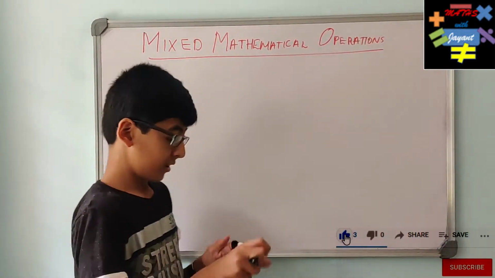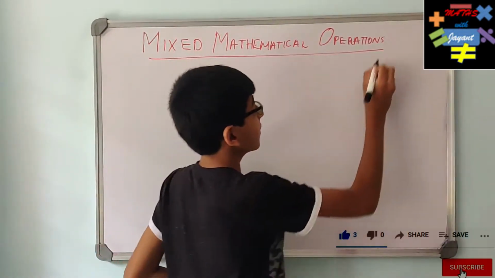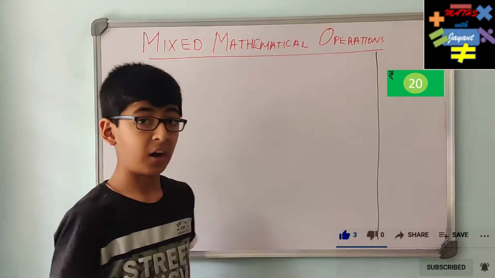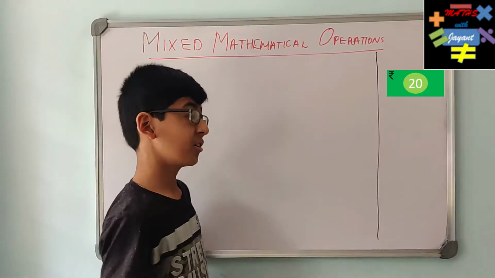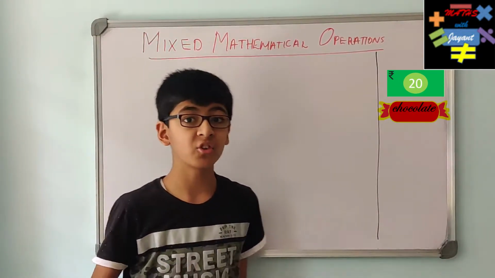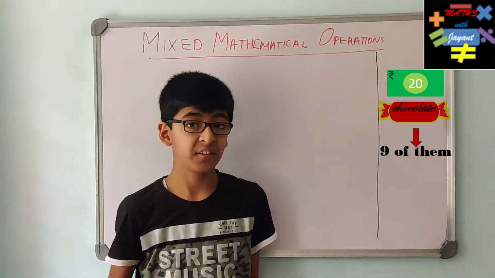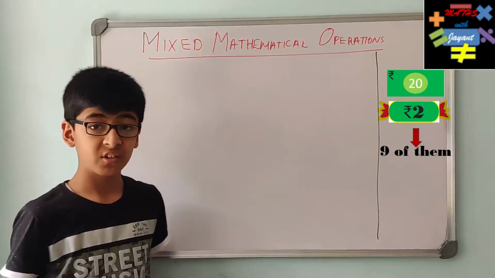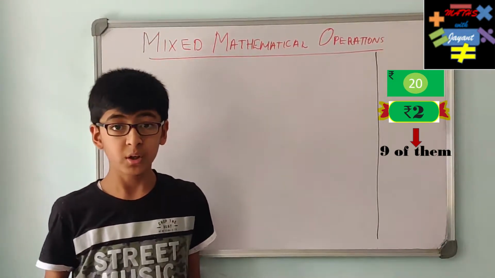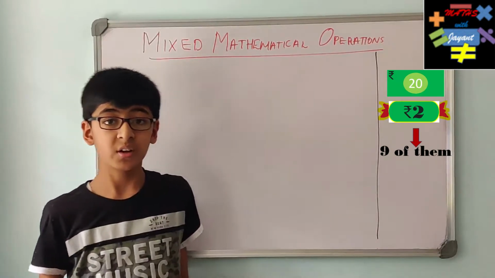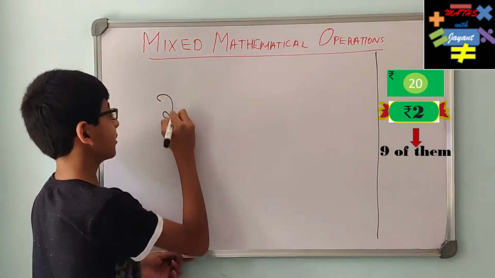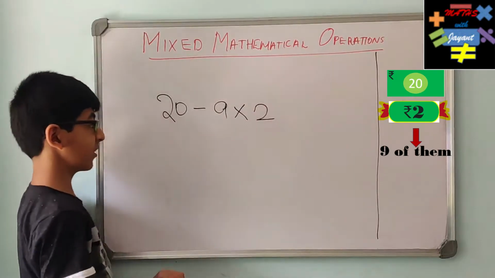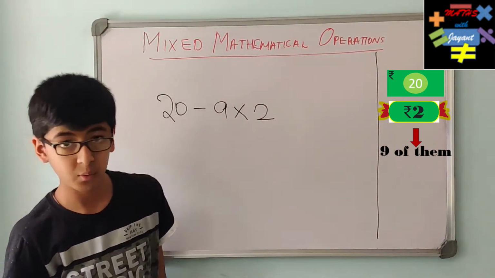Let us start. Suppose you have 20 rupees and you go to a shop. You buy chocolates. You buy 9 chocolates, and each of these chocolates costs 2 rupees. So you are asked, how much money will the shopkeeper return to you if you pay with the 20 rupee note? So this we can write as the 20 rupee note, and we are going to subtract 9 chocolates that cost 2 rupees each. So this is our question.